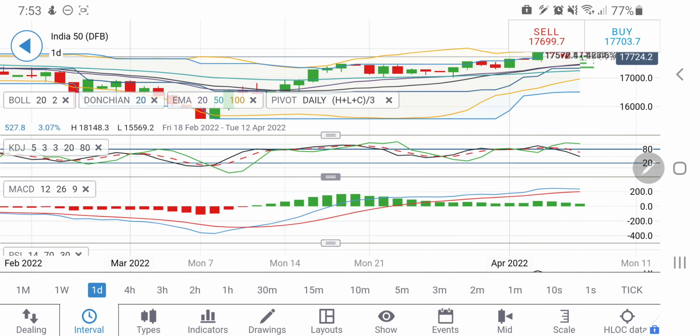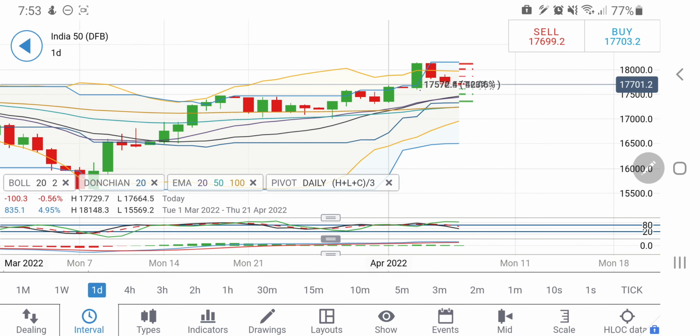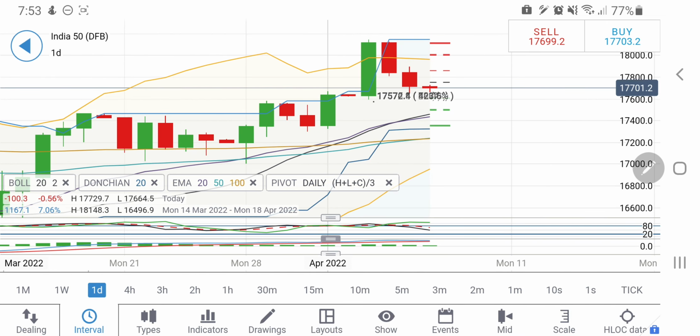On the daily charts, we have already seen a support here, breaking this support at 17,600. That is a definitive short for the 17,450, 500 zone. So I'll be watchful there. Any drop below 17,600, yes, you can go short. Any rise above 17,750, yes, you can go long.